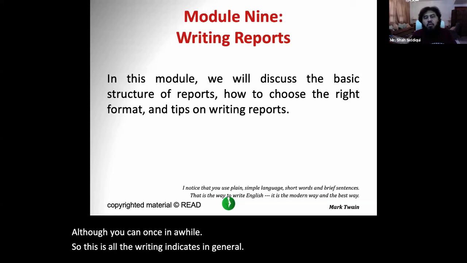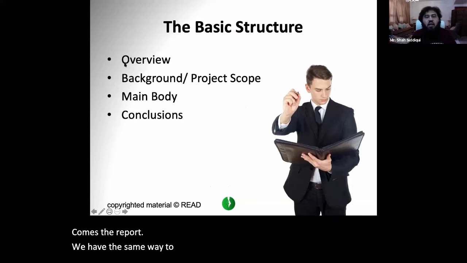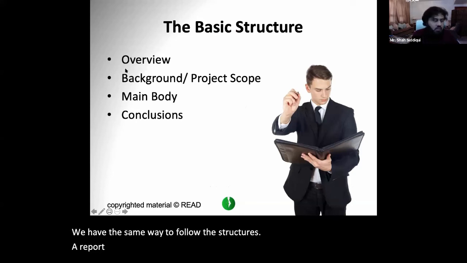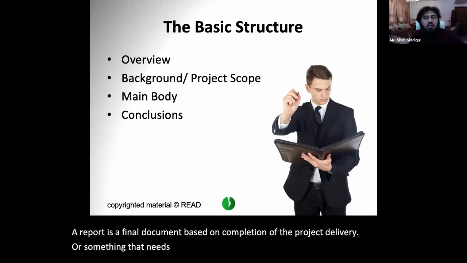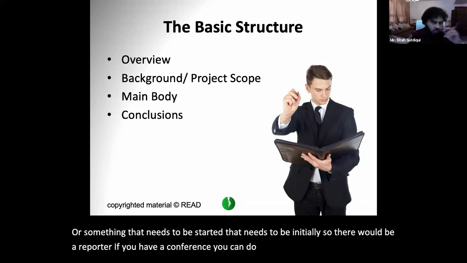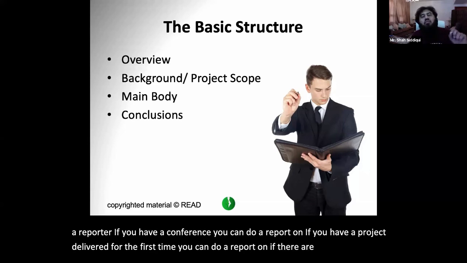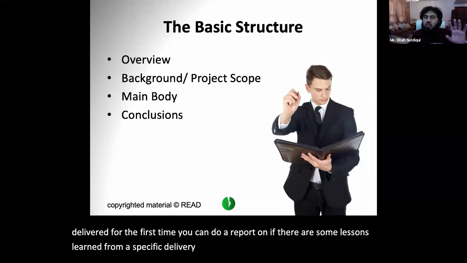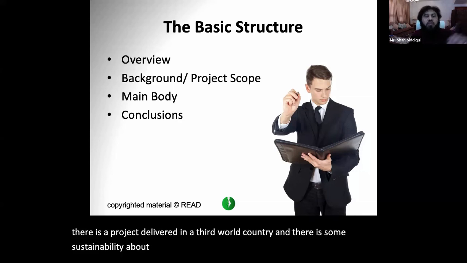Now comes the report. We have the same way to follow the structures. A report is a final document based on the completion of a project, a delivery, or something that needs to be initiated. So there would be a report. If you have a conference, you can do a report on that. If you have a project delivered for the first time, you can do a report on that. If there are some lessons learned from a specific delivery of a project, you have to write a report. And if there is a project delivered in a third world country and there is some sustainability about it, draft it as a report.